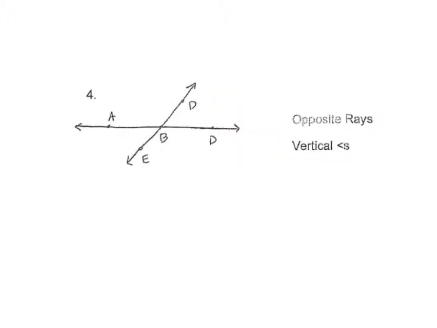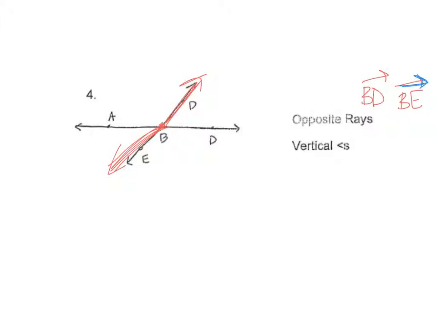Okay, name opposite rays. Opposite rays have the same endpoint, they just go in different directions. So if I have an opposite ray of ray BD, BE is opposite. Even though BE is going to the left, you still have to make sure your notation goes to the right whenever you write a ray.